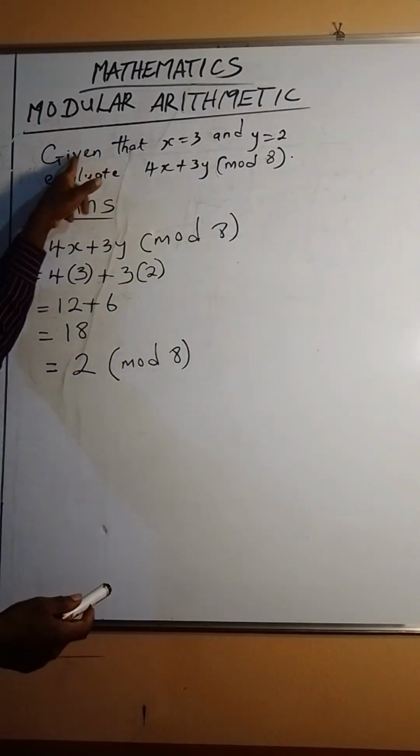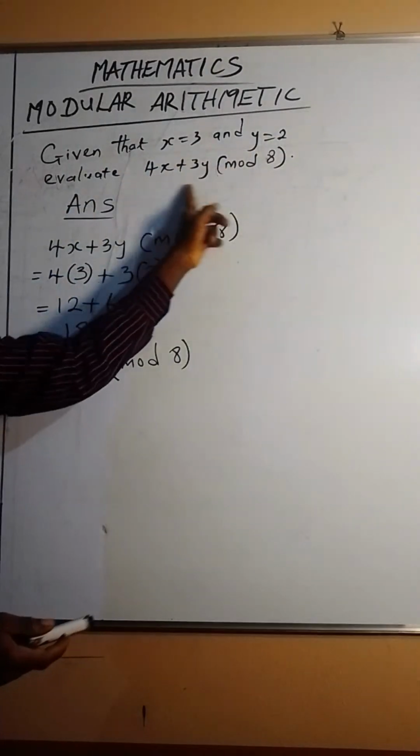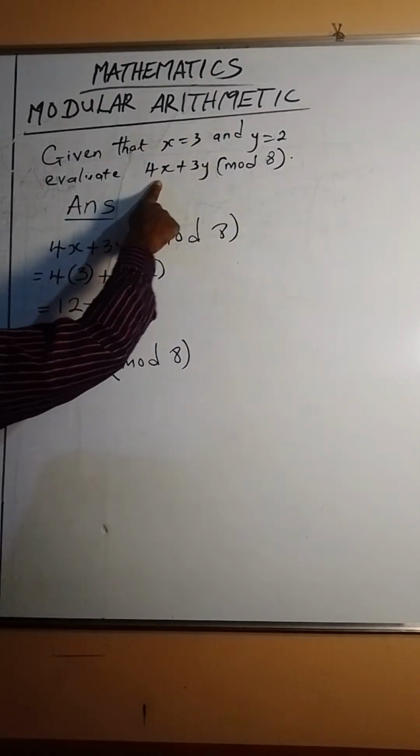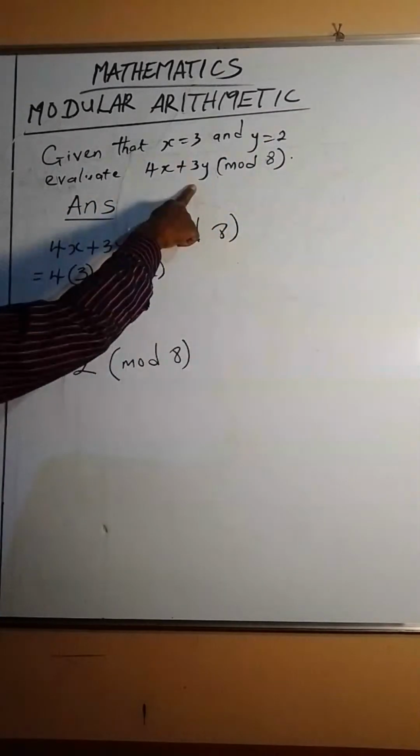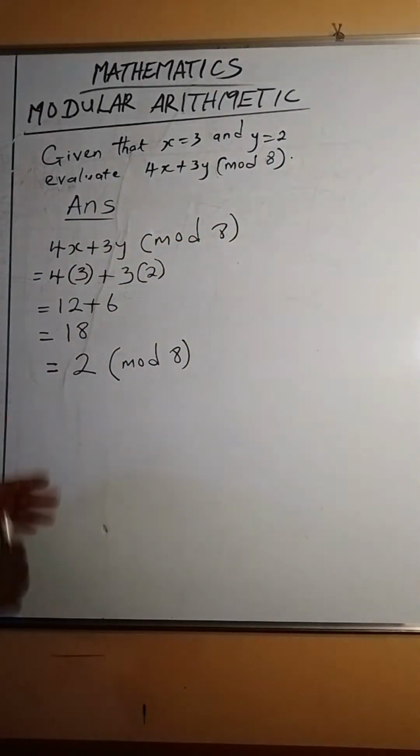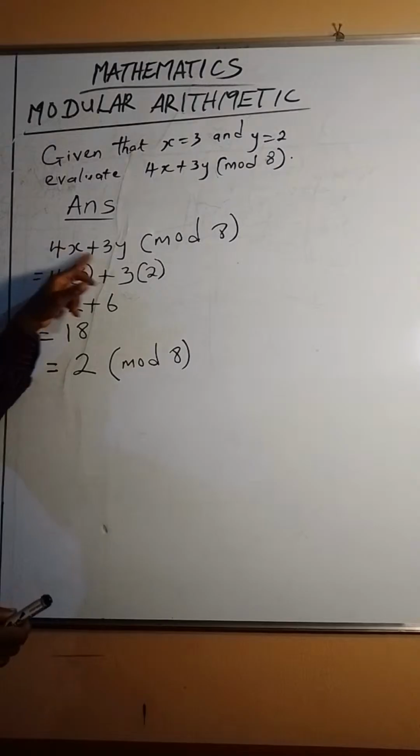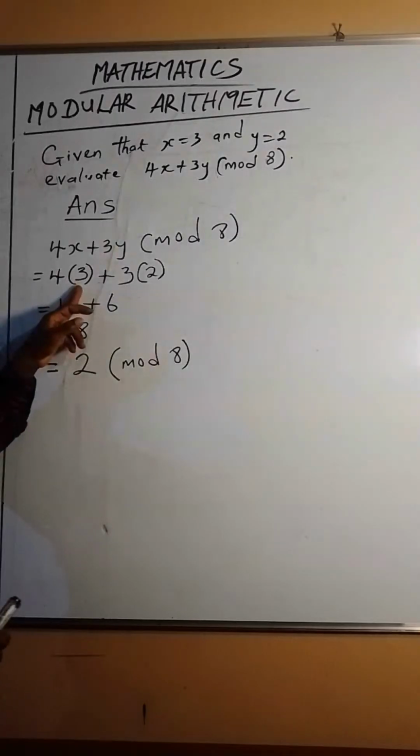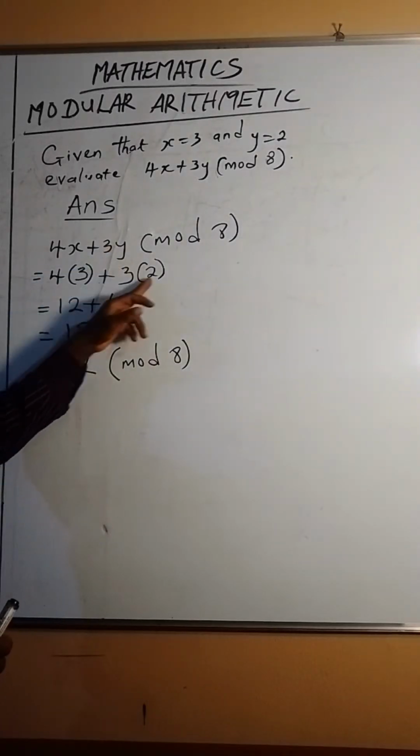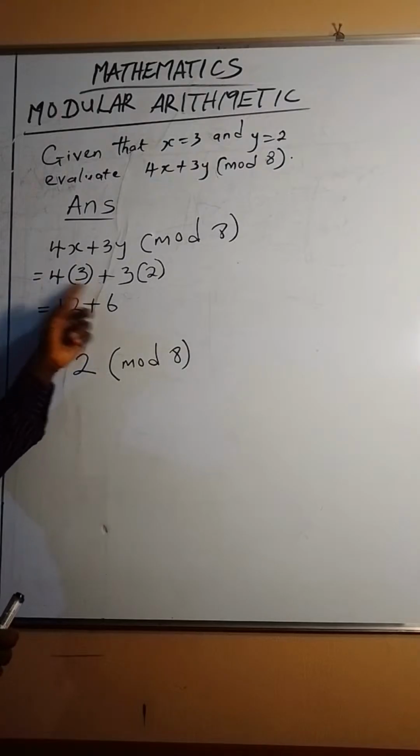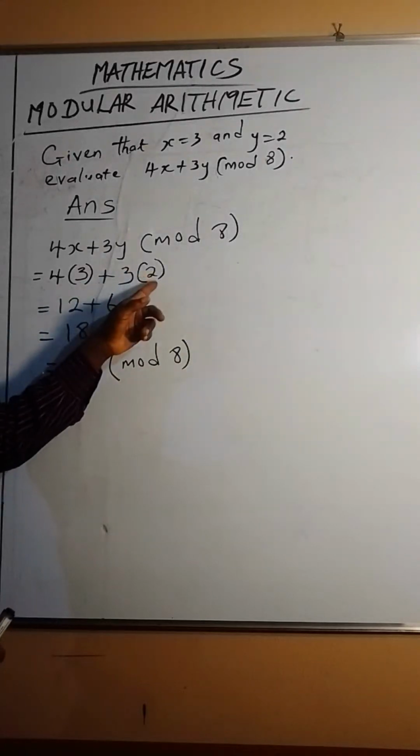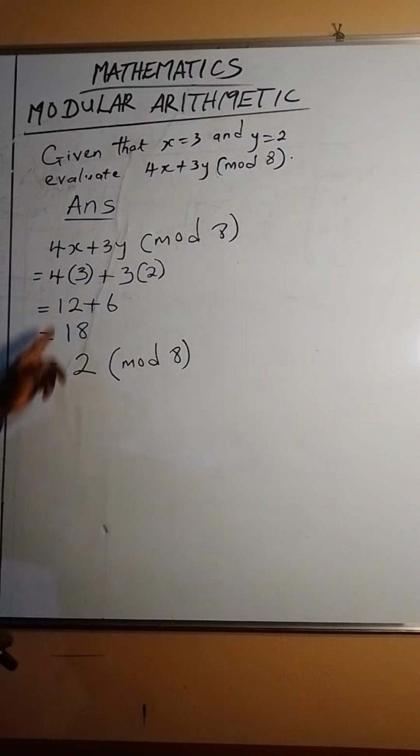So here we are given these values. We are just to substitute here. What we'll do is put in the value for x, which is 3, and the value of y, which is 2. So when we do that, we are going to have 4x plus 3y. In this case, x has been replaced by 3, while y has been replaced by 2. When we evaluate 4 times 3, we get 12, plus 3 times 2, we get 6. When we add these two, we get 18.